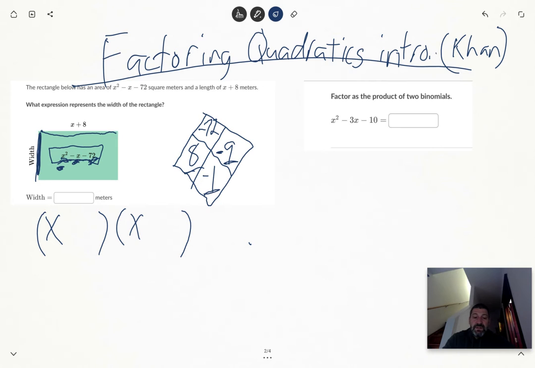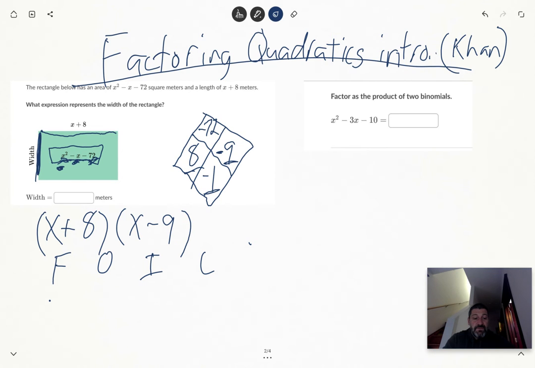Okay, so that would give us x plus 8 and x minus 9. So I've factored that x squared minus x minus 72 into x plus 8 times x minus 9. Now, how do I check that to make sure it's correct? Well, we would just go ahead and multiply through like we did in the last section.